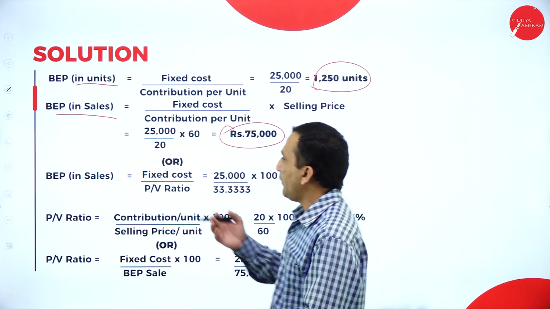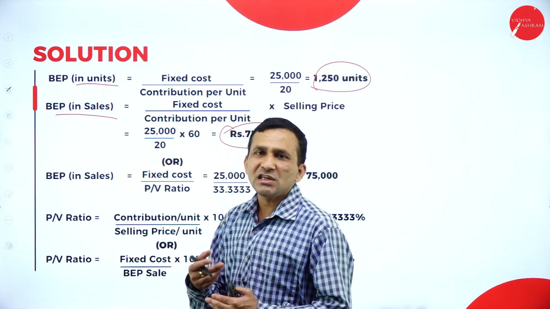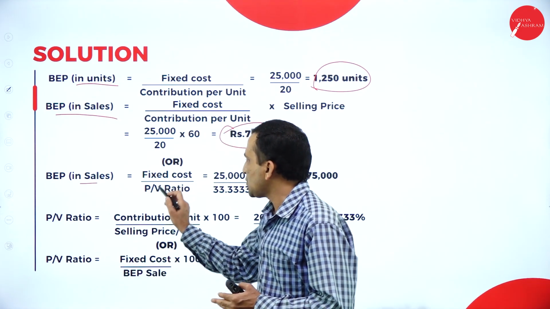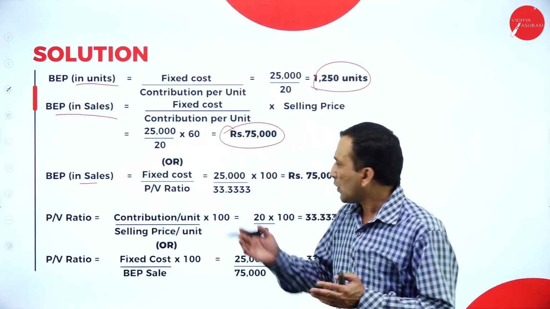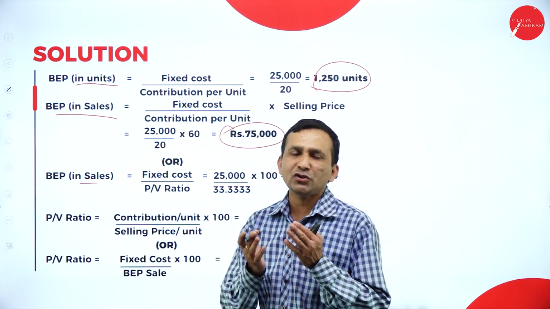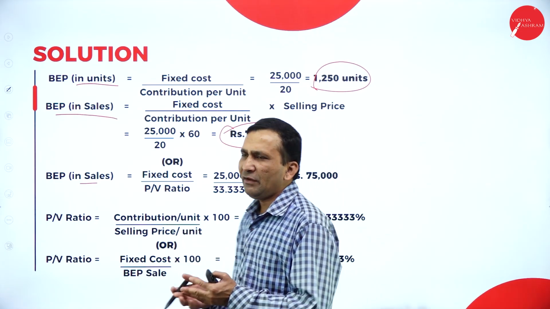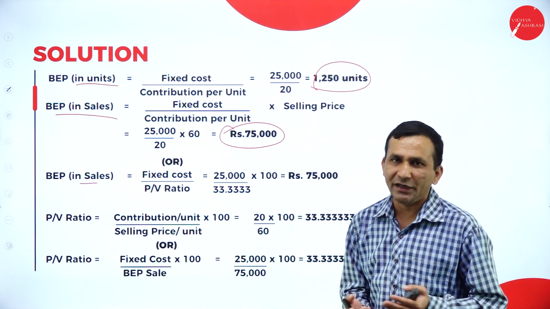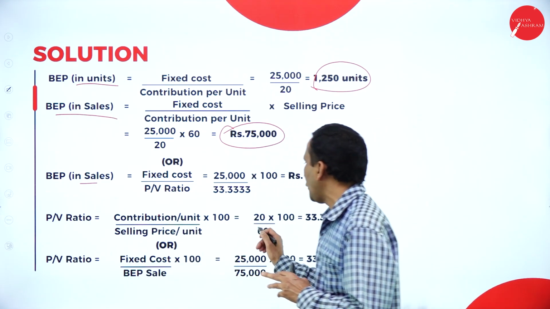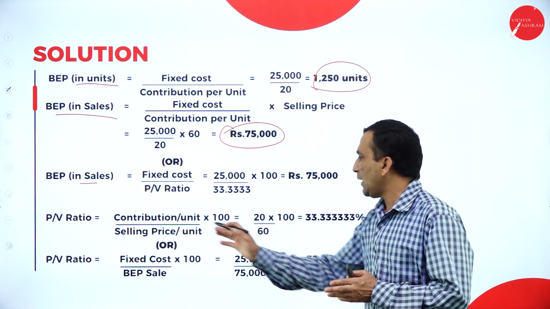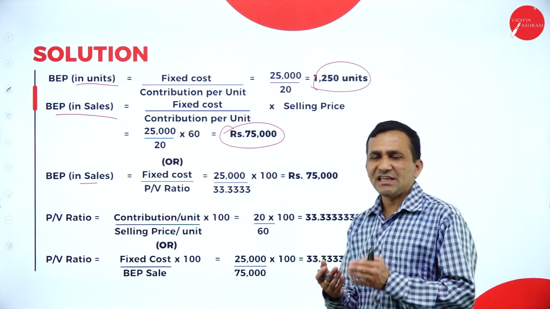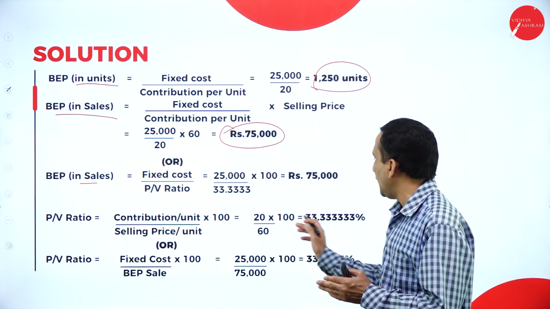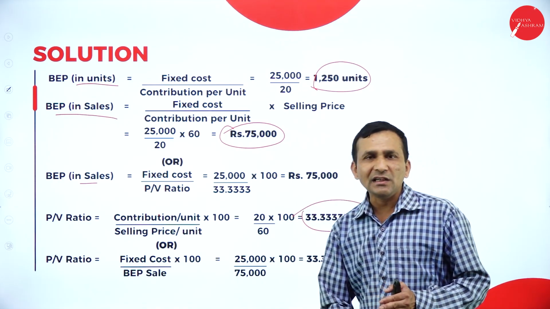Again, we can apply one more formula using the break-even PV ratio. First, fixed cost divided by PV ratio, so we need to calculate the PV ratio. We know the formula: contribution per unit divided by selling price per unit, into 100. The contribution per unit is 20 divided by selling price 60. PV ratio is always in percentage, so we will get 33.33%.